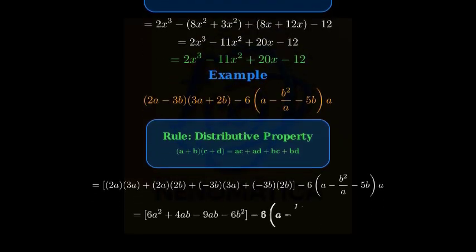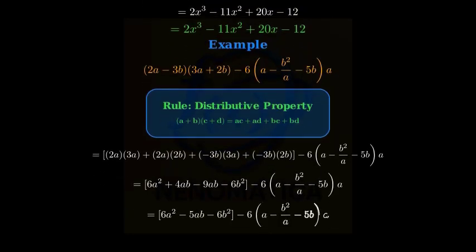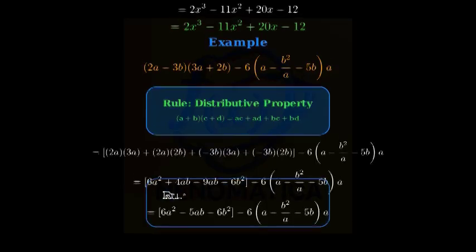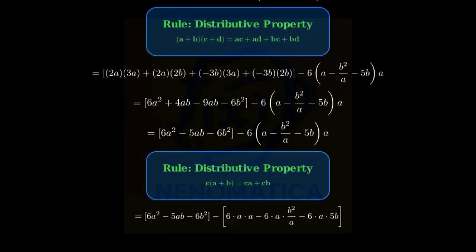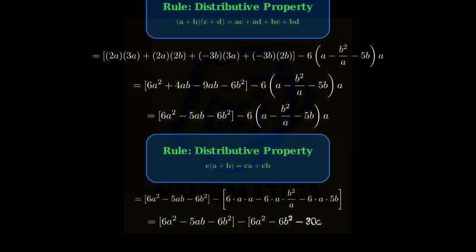This simplifies to 6a squared plus 4ab minus 9ab minus 6b squared. Combining like terms, 6a squared minus 5ab minus 6b squared. Now, let's expand the second part of our expression. 6 times a minus b squared over a minus 5b times a. We'll distribute the multiplication. This gives us 6 times a minus 6 times a times b squared over a minus 6 times a times 5b. Simplifying, 6a squared minus 6b squared minus 30ab.